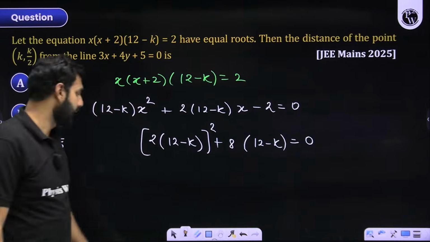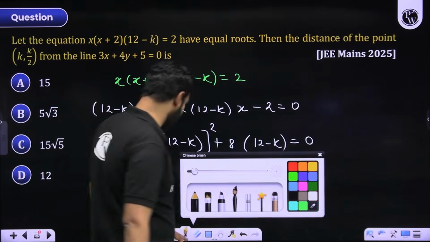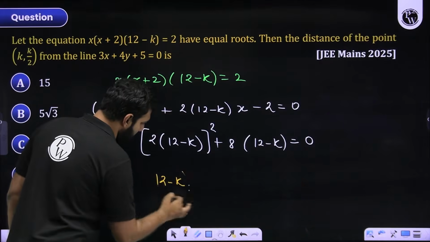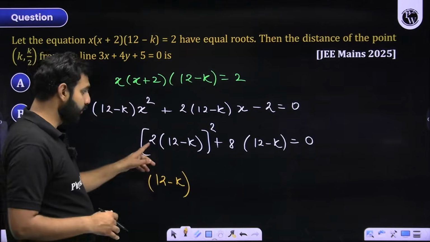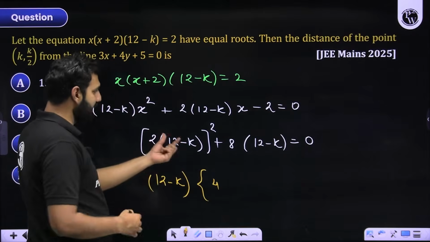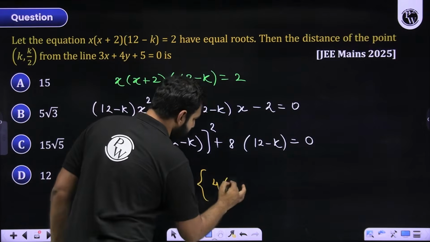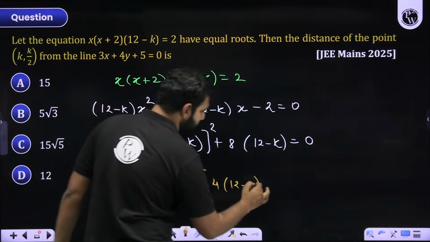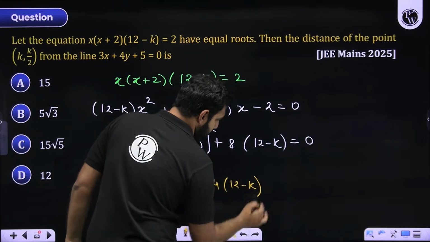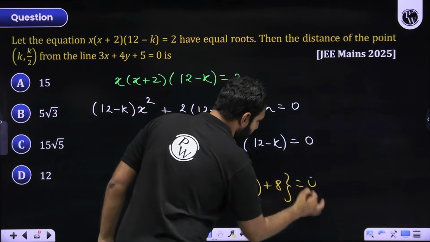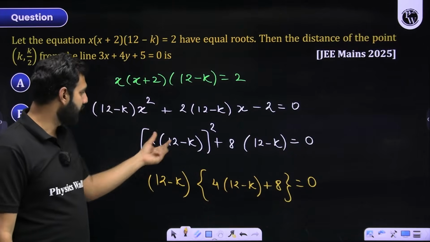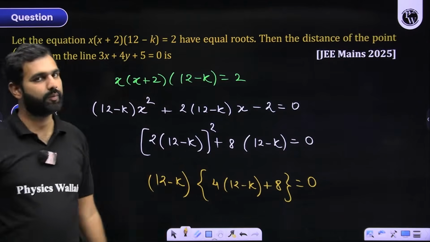This is equal to 0, because the roots are equal. And if the roots are equal, I'll do one thing very clearly. I'll take this 12 minus k common. So when you take this 12 minus k common, what are you left with? I am now left with 2 square times 12 minus k. 2 square is 4, and I'm left with 12 minus k only from here. So that is 4 times 12 minus k plus of course 8, equal to 0. Did you get that part? I repeat, 12 minus k can be taken common. 2 square is 4 into 12 minus k plus 8. I hope there is no confusion on that.